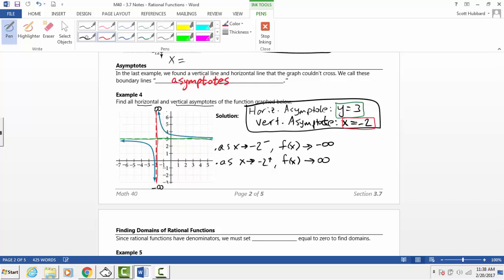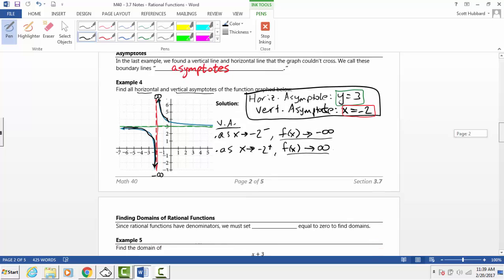I also did the arrow notation for the vertical asymptote. So as x approaches negative 2, where does the graph go? From the left, the graph goes down to negative infinity. And let's take a look as x approaches negative 2 from the right side. Where does the graph go? It approaches positive infinity.